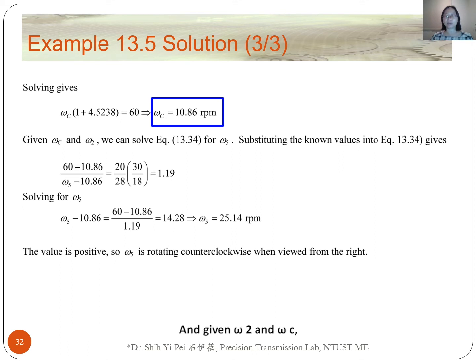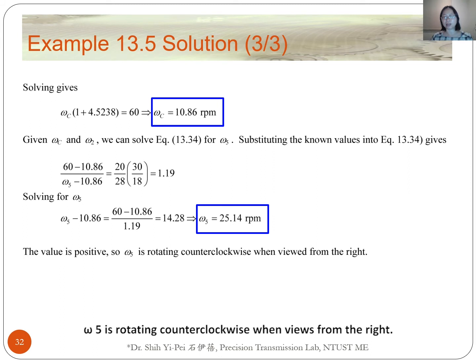And given omega 2 and omega c, we can solve equation 13.34 for omega 5, substituting the known values into the equation. We can get omega 5 equal to 25.14 rpm. Omega 5 is rotating counterclockwise when viewed from the right.